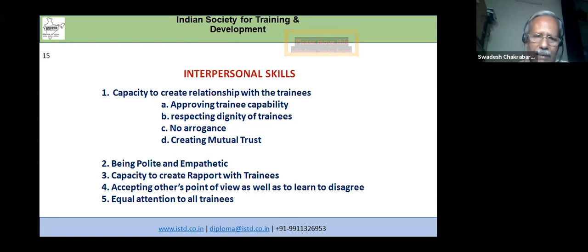Some of the points given here: approving the trainee's capability. The trainer must understand it is not only he who is capable. He must not undermine the trainee. He must accept and declare the capabilities of the trainees also, to motivate them. You must approve the trainee's capability, and when you do that, they will become closer to you.